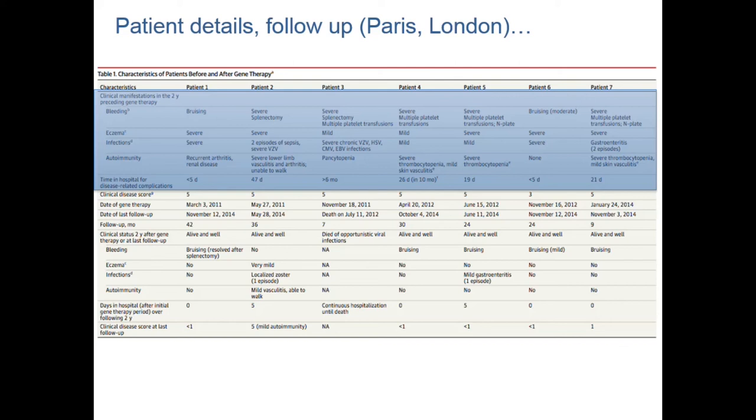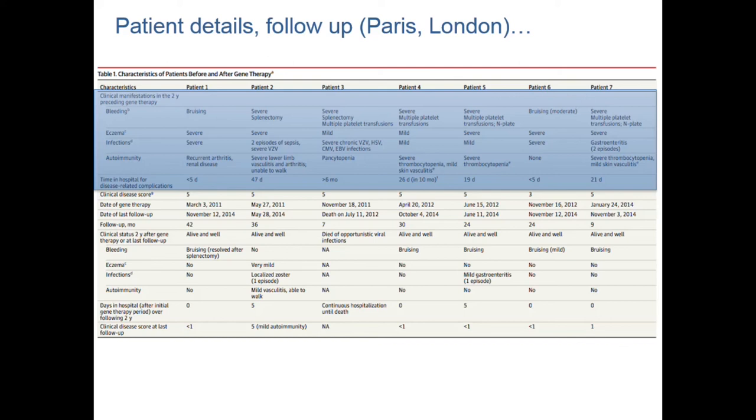All the autoimmune complications, apart from in one patient, have resolved completely. All the eczema has resolved almost completely in all patients. And there have been no serious infections in these patients. The patient who wasn't able to walk had a major therapeutic effect in terms of resolution of his vasculitis, such that he was then able to walk normally again, although he does still have some mild cutaneous vasculitis.